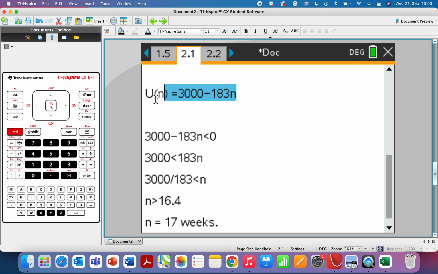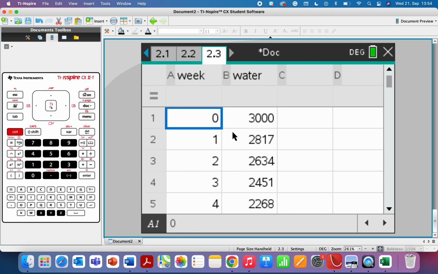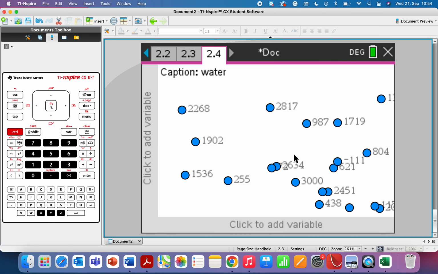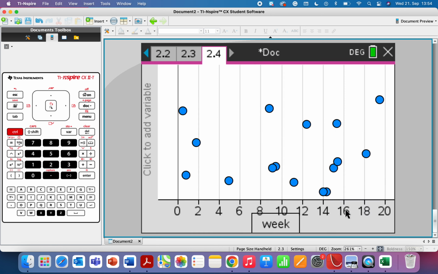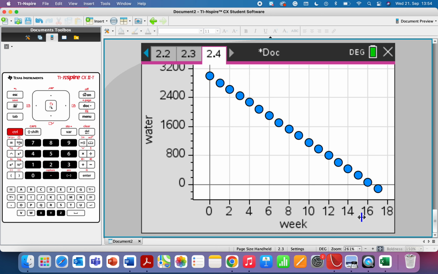And again, this equation you can get from common sense or from the formula book, or from putting these values into a data and statistics page. So let's do that for the final thing. Doc, insert, we'll do data and statistics. This is the week. This is the water. That's what it looks like. You can actually see that in the 16th week we only have 72 litres of water left, and on the 17th week we go negative, right?